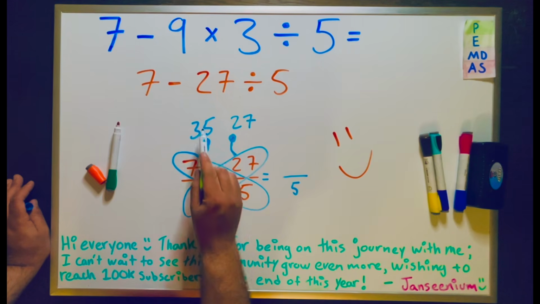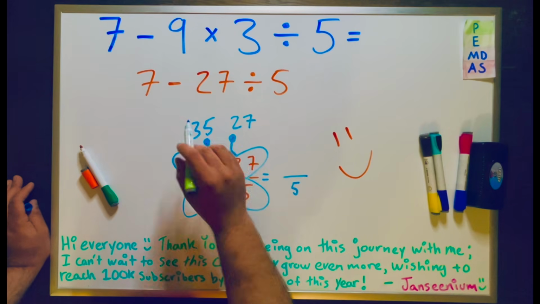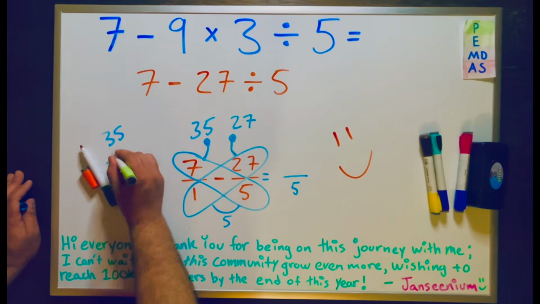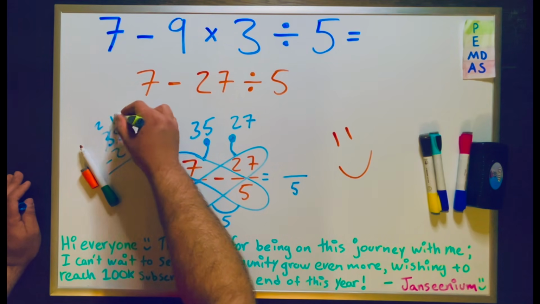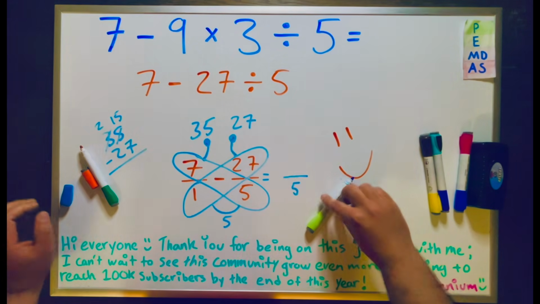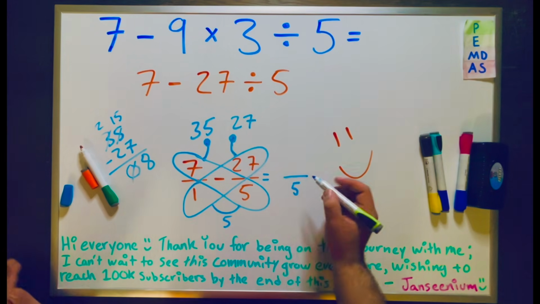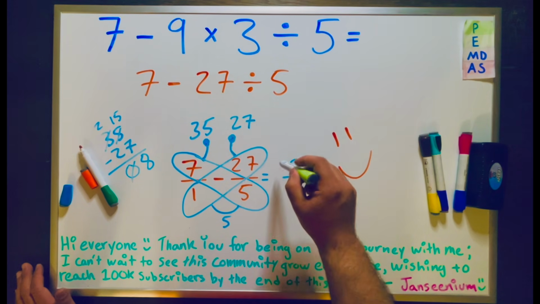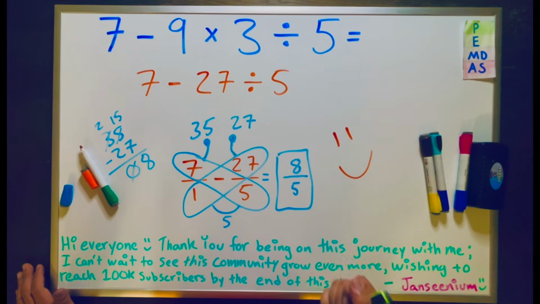And now we're going to subtract 35 minus 27. So what is 35 minus 27? Okay, so we do this: 15, take away 7. So we got 5, 6, 7, 8. 2 minus 2 is 0. And so our numerator is 8. And this is your first answer, an improper fraction answer.